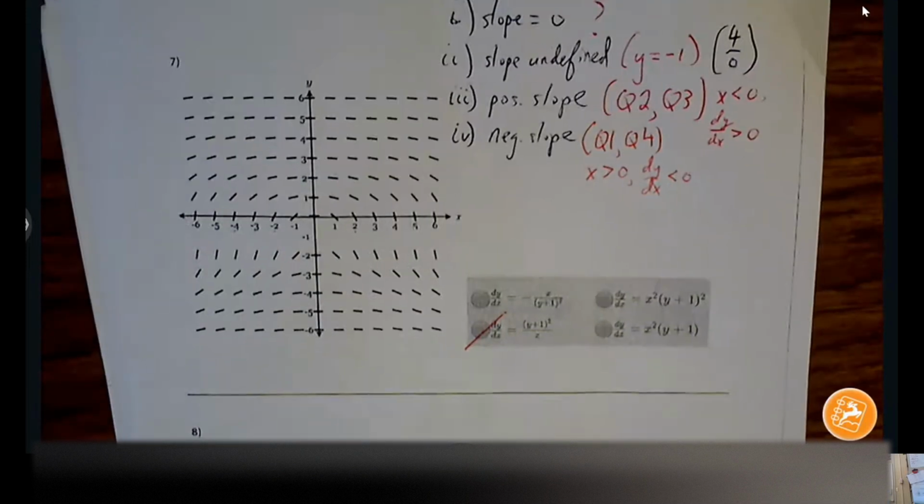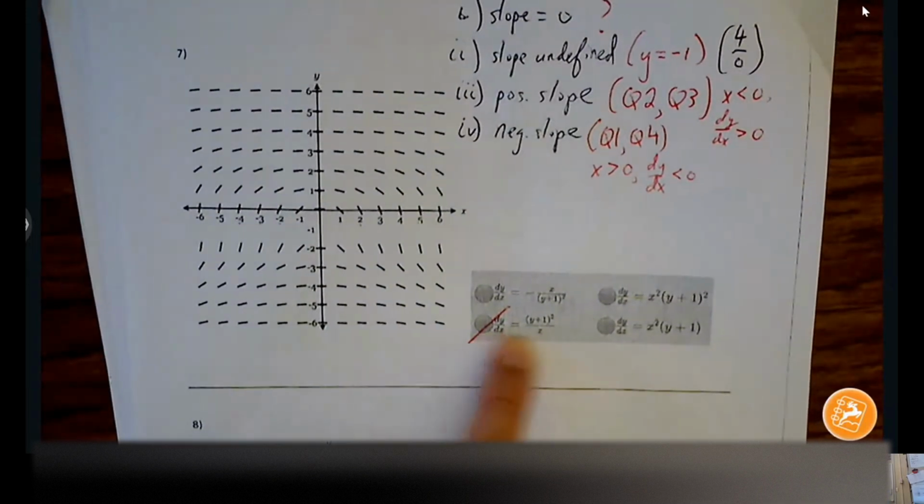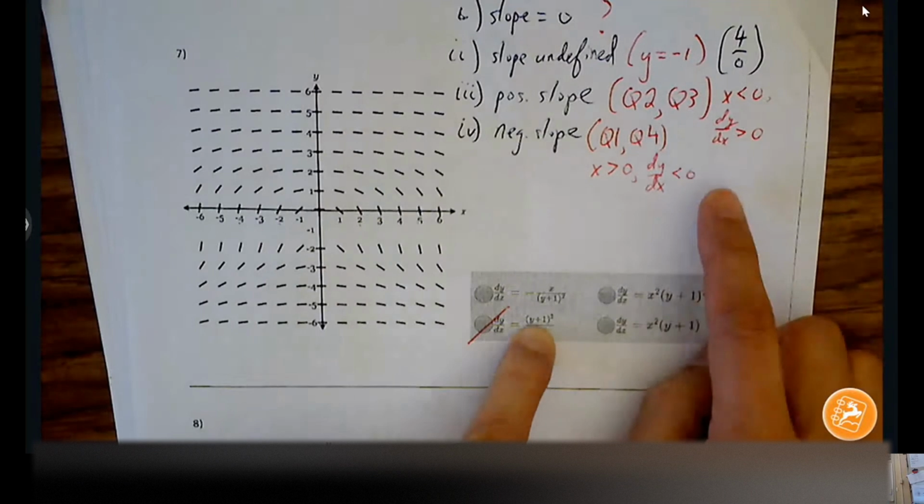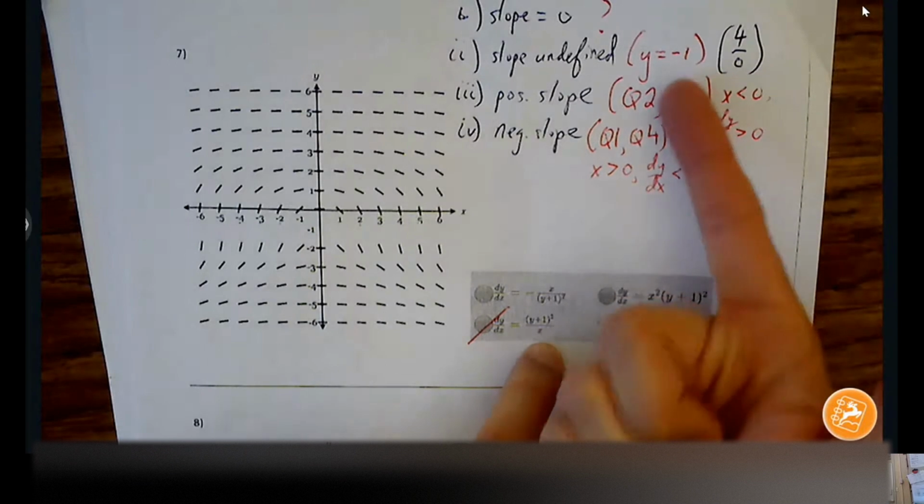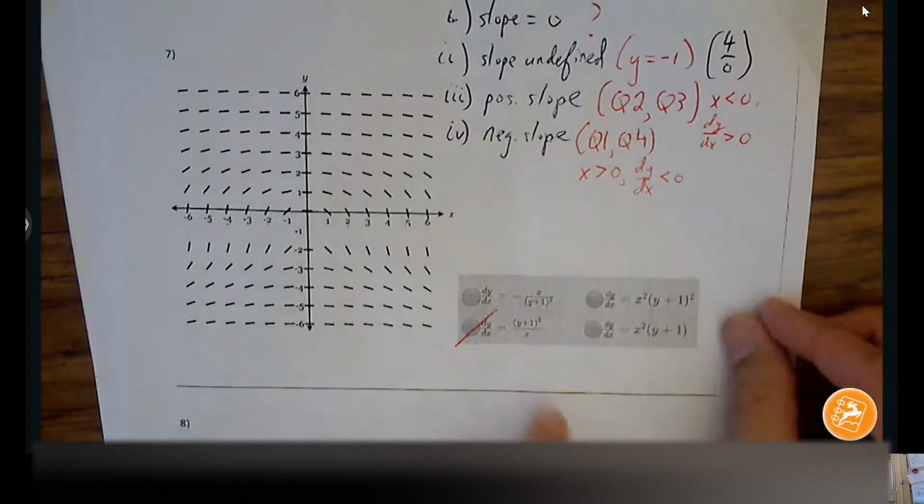Okay, so this one is definitely wrong, right? Because I put -1 in for y, I'm getting a 0 in the numerator, not 0 in the denominator. So we can't guarantee slope undefined every time y is -1 for this. What else?